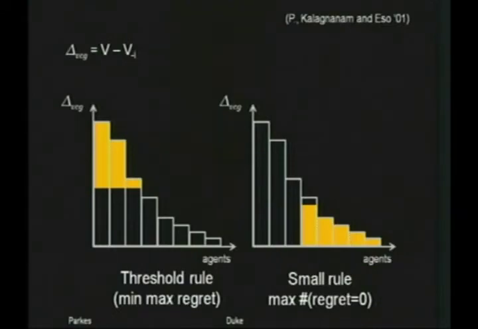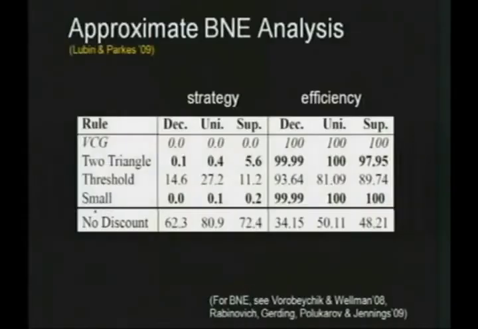And Ben Lubin and I recently did some approximate Bayes-Nash equilibrium analysis of this system. Ask me the details later if you want to know how we computed approximate Bayes-Nash equilibrium here. It's quite hard to do, and it's approximate. But I think the results are qualitatively correct.